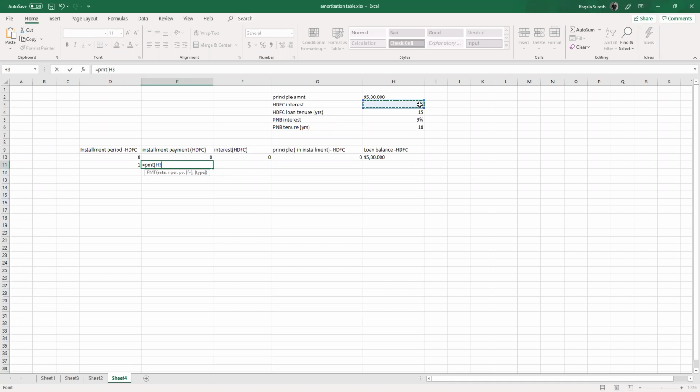HDFC 8%, because we are computing for yearly. So we will take the rate of interest 8 only. And the number of periods within the year is also 1 only. Number of years, this one, that will be 15. And present value is this. Future value we don't know, so I'm closing it.